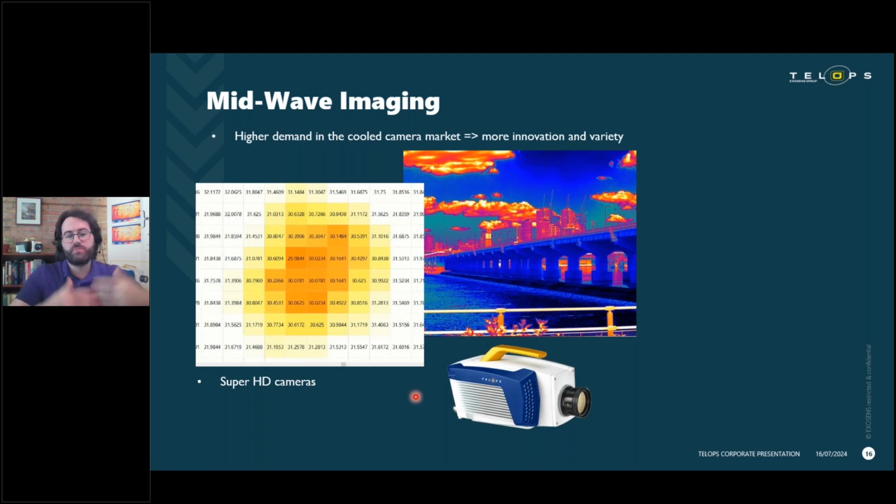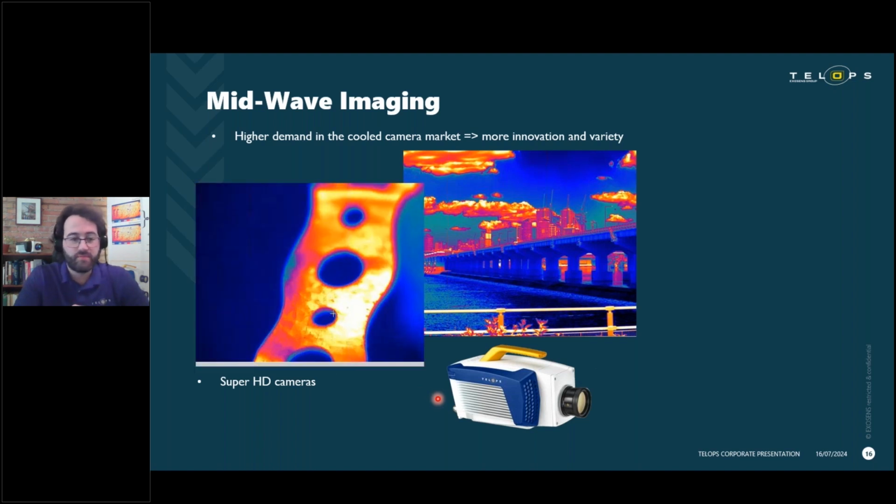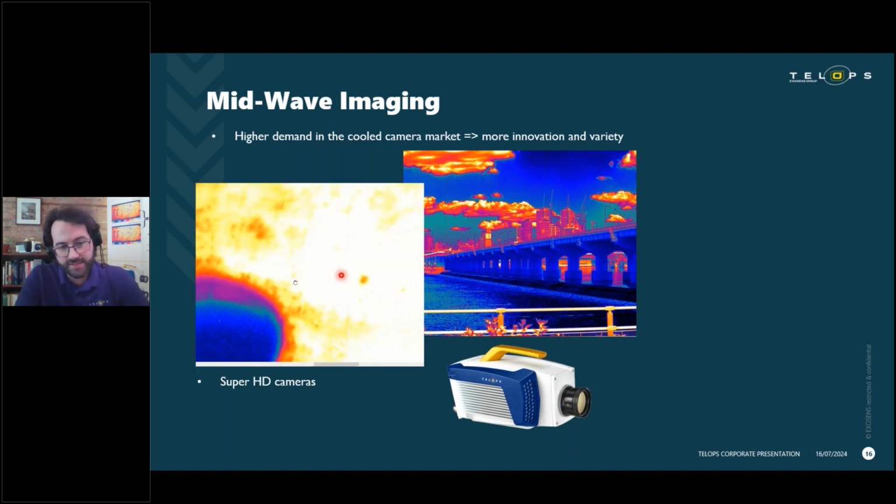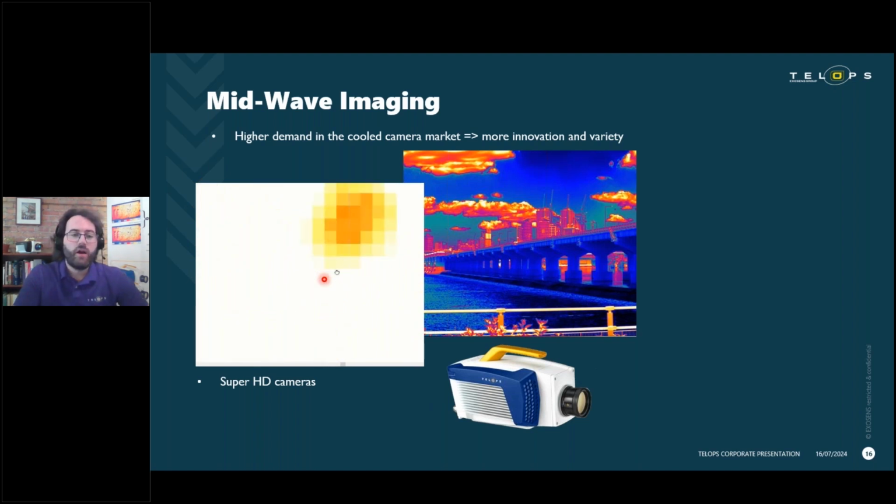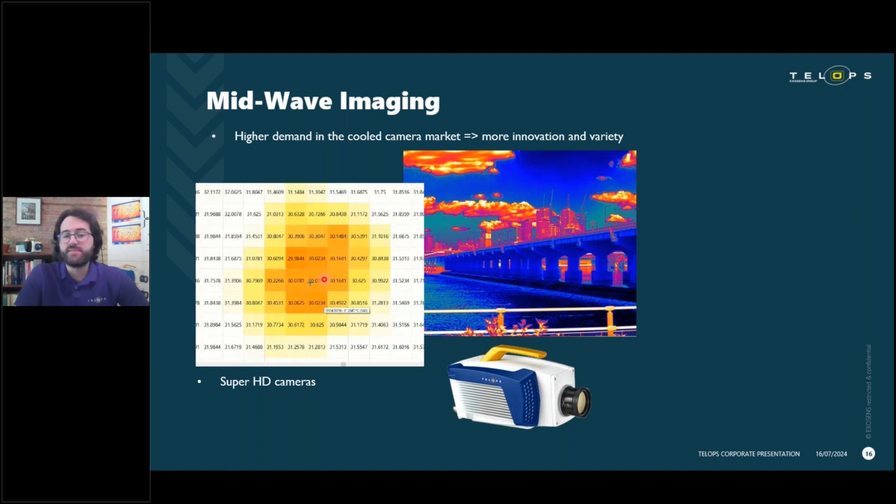So we have up to super HD cameras at Telops, which allows non-destructive testing and resolutions that were impossible to obtain before. So incredible images, like that little speck here on a metal bar, which looks like only a pixel from far away, but you can see there's 20 pixels on that little point here using the Super HD camera. So it allows a much better analysis of a surface or of a scene using that Super HD detector.